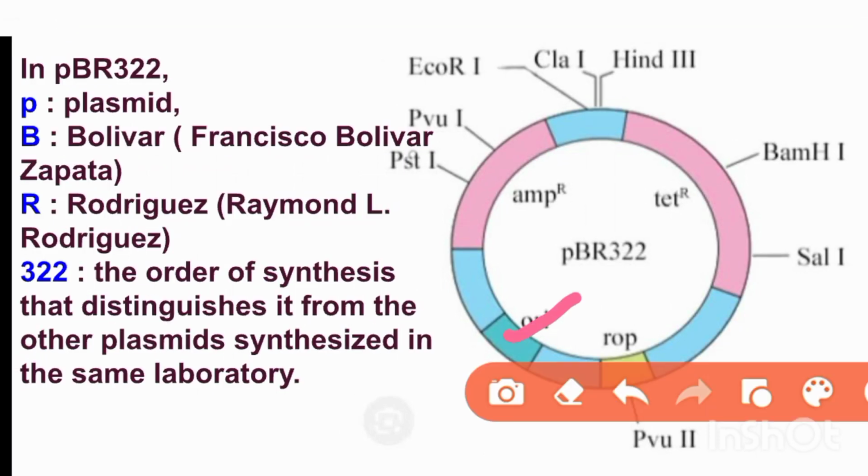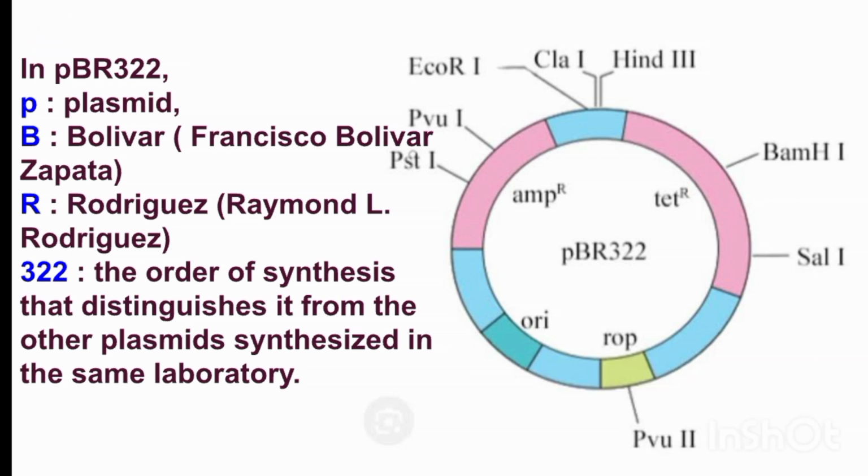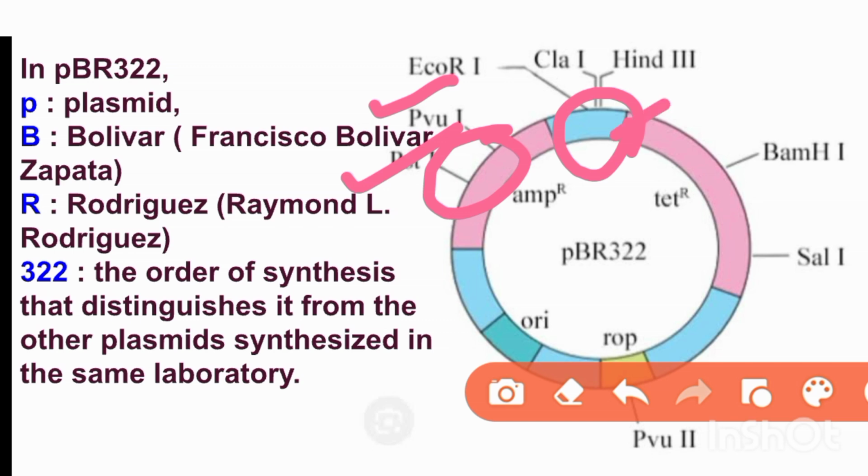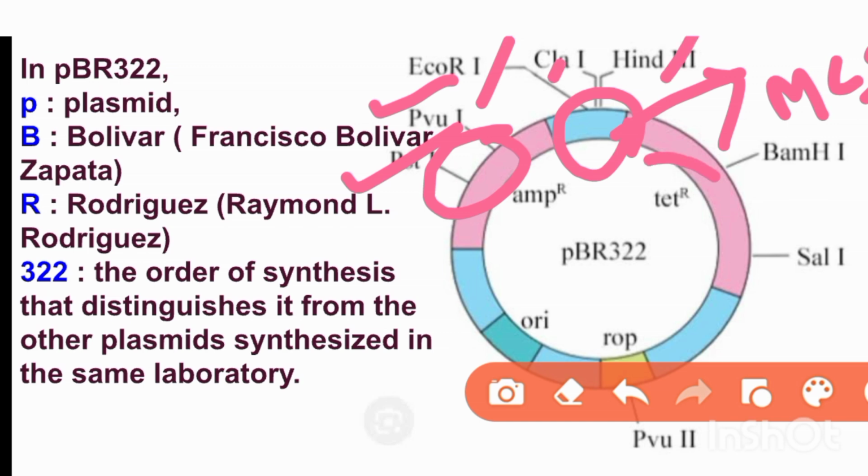If you see here, I have got the ORI. Then after that, I have got the ampicillin resistance gene. Ampicillin resistance contains two restriction endonuclease sites, which are PvuI and PstI. I have got a multiple cloning site, which has EcoRI, ClaI and HindIII. Tetracycline resistance has got BamHI and SalI restriction enzymes, and I have a ROP that has PvuII.